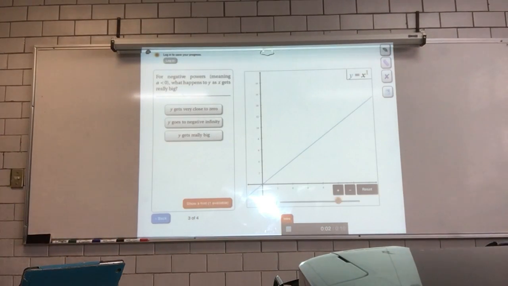Great. Now let's set a to be a negative value, like this. So now what happens to the function as x gets really big?